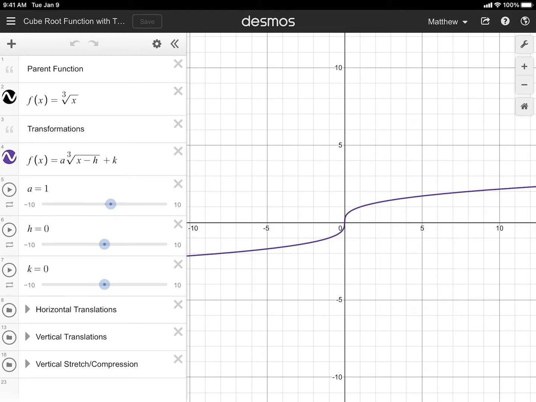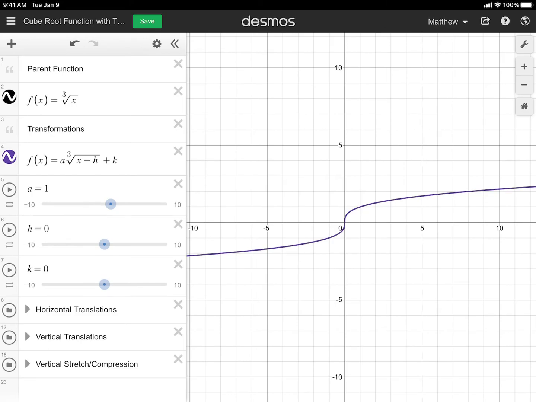So if I increase A, we'll notice that I just have a vertical stretch. If I decrease it between 0 and 1, we have a compression. And then if I go below 0, we have a reflection, a true reflection across the x-axis. And again, this is on Canvas, so if you want to play around with this and take a look at it, you can.